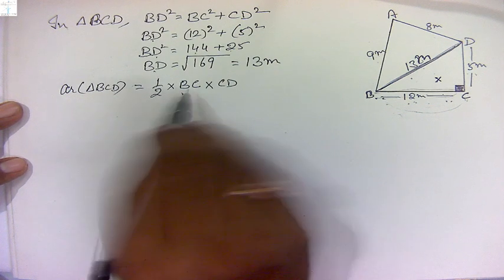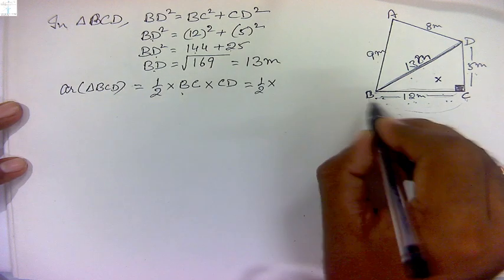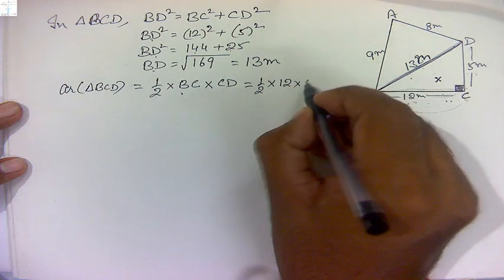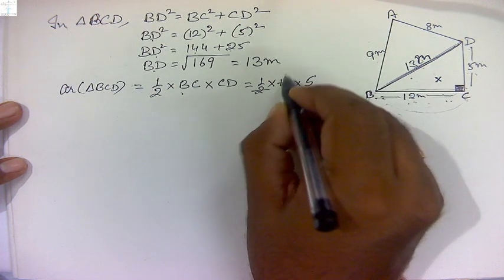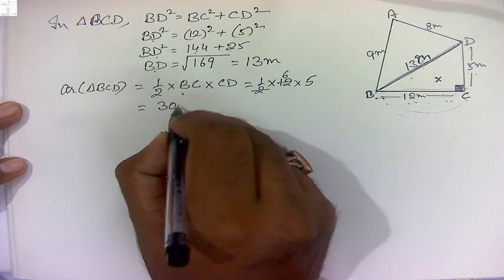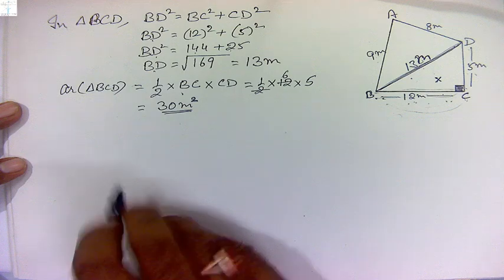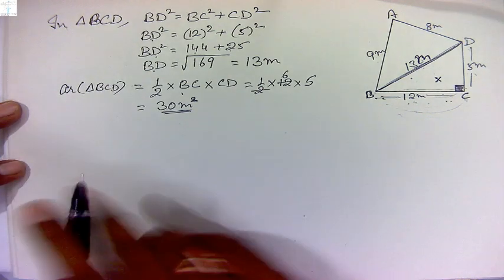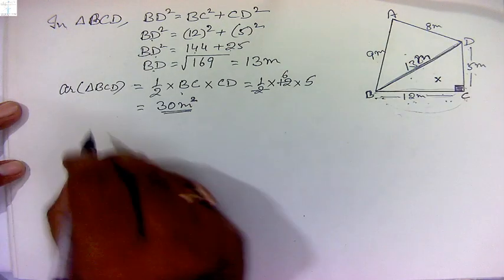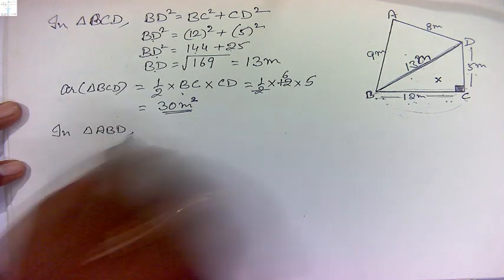So here, half, what is BC? It is 12. What is CD? It is 5. So if you simplify this, the area of triangle BCD is 30 square meters. Now we have the second triangle, that is triangle ABD. Now let us find the area of this triangle ABD.